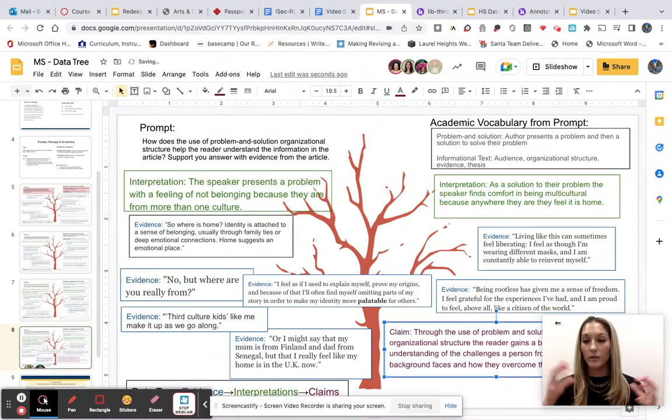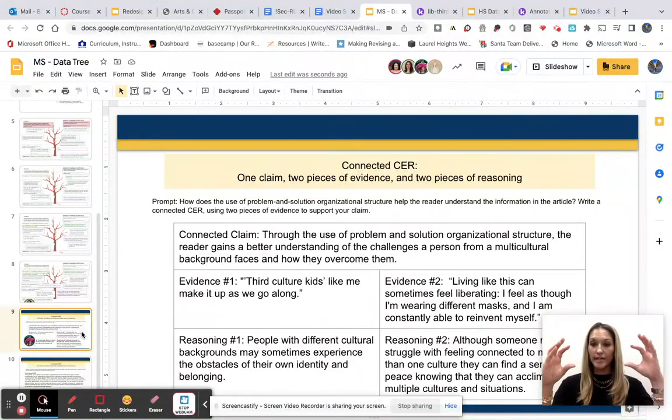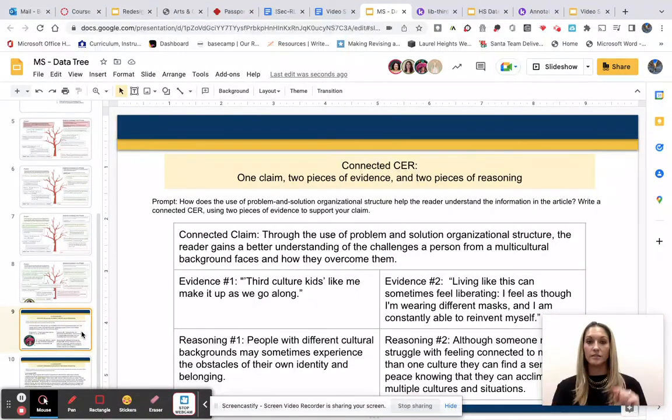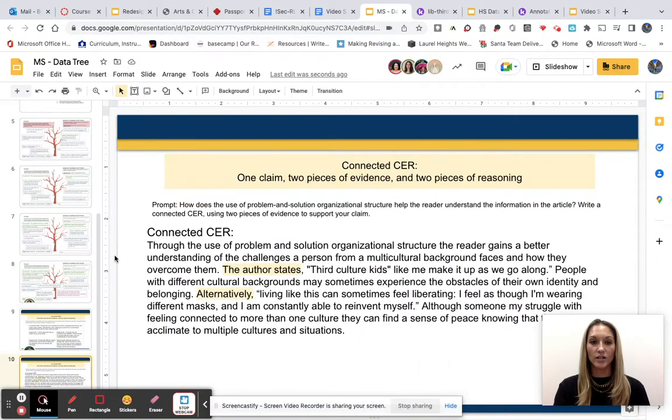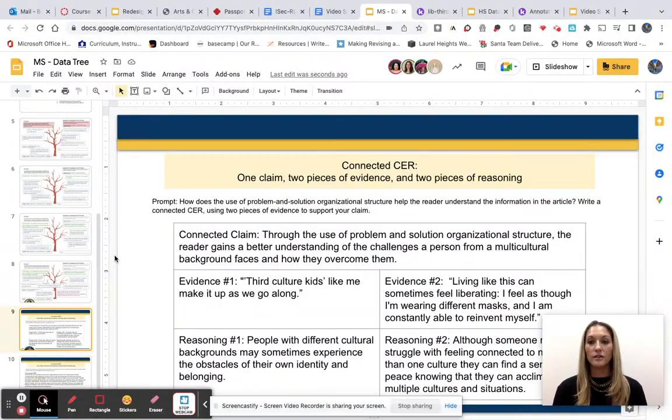Now, how do we develop this into a full-blown paragraph? We use this frame. So for middle school, we would have them take the claim that they put on their data tree and put it in this sentence frame. Because remember, Connected CER they share one claim. This claim, I'll read it one more time. Through the use of problem and solution organizational structure, the reader gains a better understanding of the challenges a person from a multicultural background faces and how they overcome them.